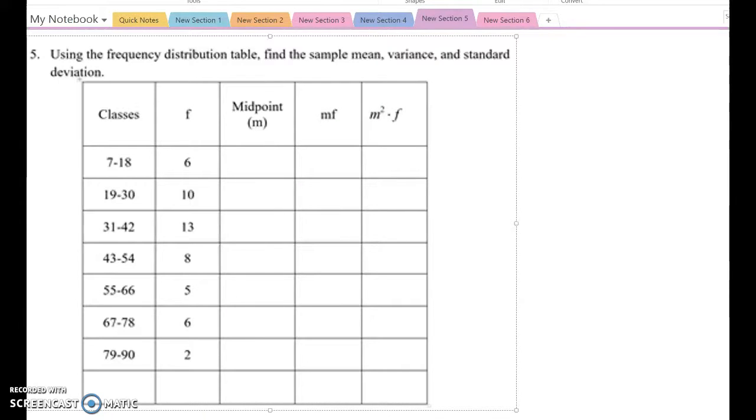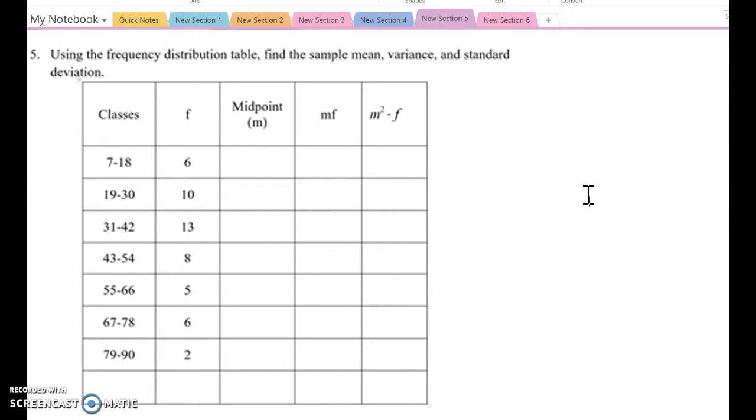Using the frequency distribution table, find the sample mean, variance, and the standard deviation. So as you see this table, the frequency table is given. As we discussed before, in this table we don't know the actual data anymore because we just plug in how many data belong to each class, right?